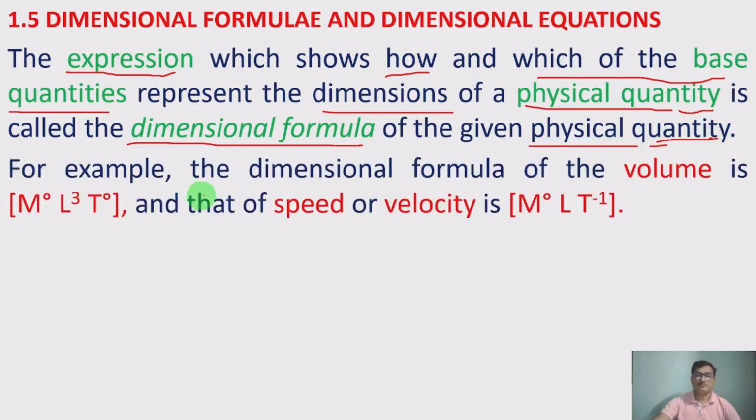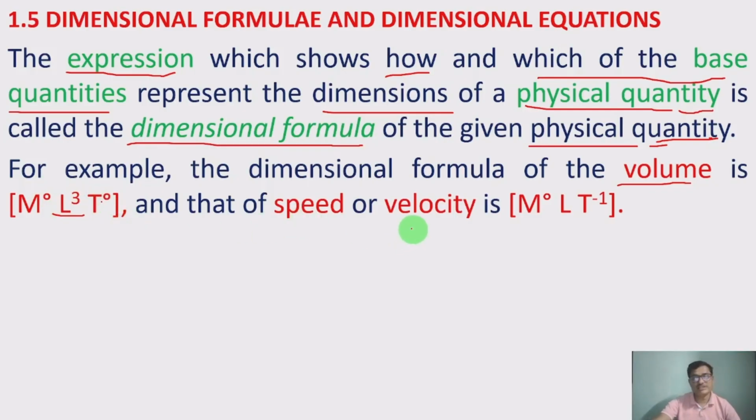For example, the dimensional formula of volume is, within the square bracket, M to the power 0, L to the power 3, T to the power 0. Here volume consists of three lengths only, and that's why we have taken the power 3 of L, and M has the 0 power and T also has the 0 power.